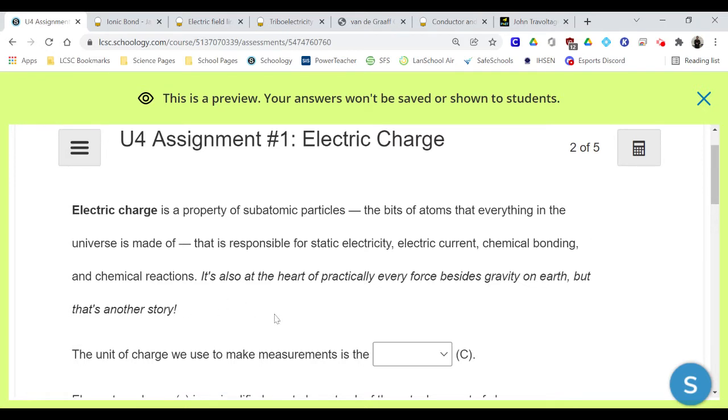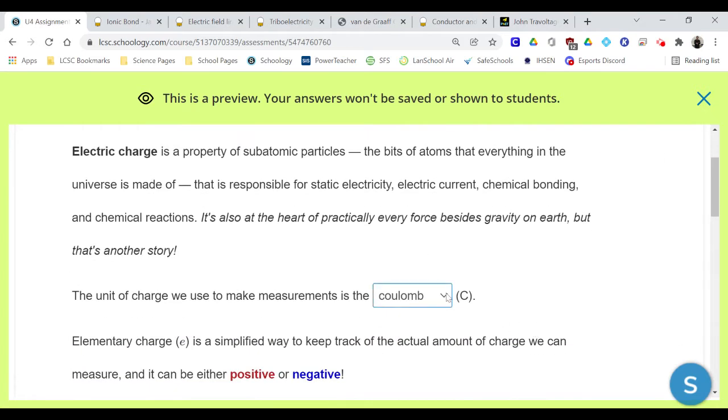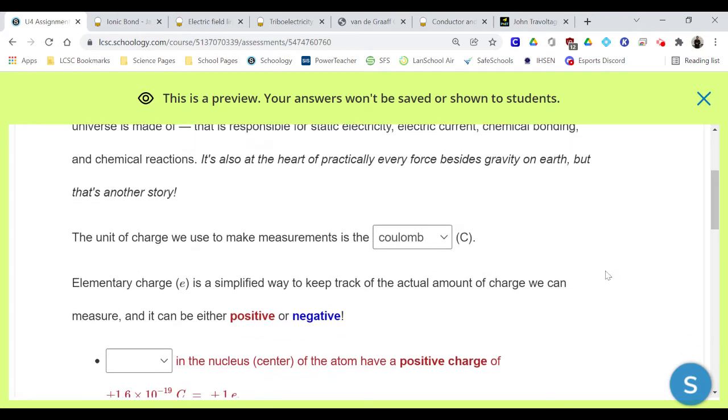When we measure charge, we use the unit of coulombs. Its symbol, or its abbreviation, is big C. So whenever we measure an amount of charge, we measure it in coulombs, and it's typically a very, very small amount of charge because we're dealing with very, very small particles. Now you can scale up an amount of charge to have a whole bunch of it, so it's something that we can conceivably measure.